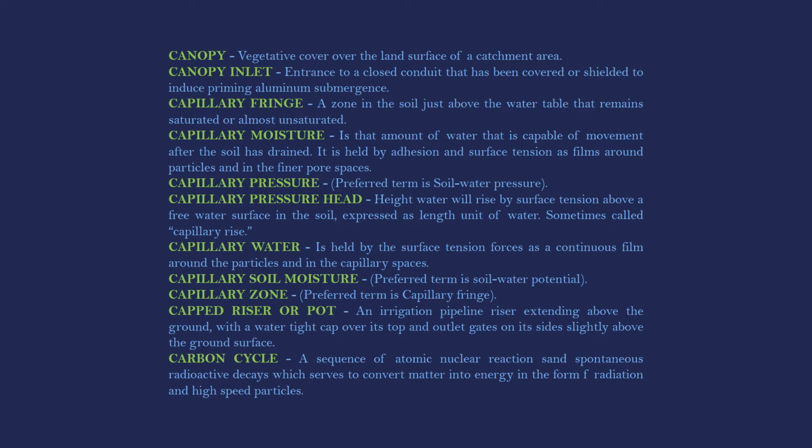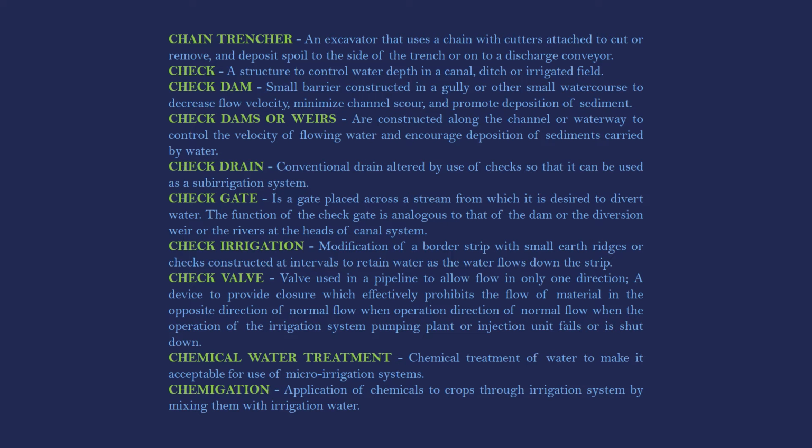Capped riser or pot: an irrigation pipeline riser extending above the ground, with a watertight cap over its top and outlet gates on its sides slightly above the ground surface. Carbon cycle: a sequence of atomic nuclear reactions and spontaneous radioactive decays which serves to convert matter into energy in the form of radiation and high-speed particles. Chain trencher: an excavator that uses a chain with cutters attached to cut or remove and deposit spoil to the side of the trench or onto a discharge conveyor.